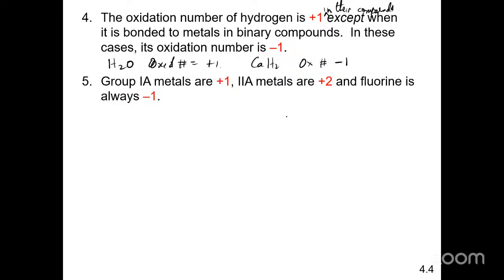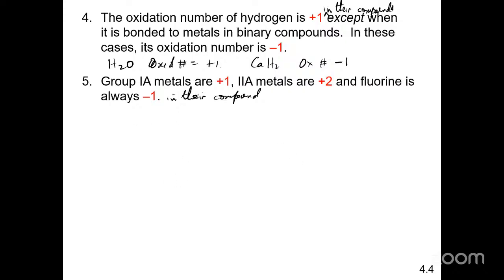Number 5, rule number 5 has to do with elements in group 1A. And again, I need to add in their compounds again, when they're combined with other elements. So this rule deals with elements in groups 1A, 2A, and fluorine, all right? So elements in group 1A, if they are combined with any other elements, their oxidation numbers will be +1, right? Elements in group 2A, when combined with other elements, their oxidation number is going to be +2. And fluorine is very unique. Fluorine in all its compounds has an oxidation number of -1, right? So there's no ambiguity as far as fluorine is concerned, right?